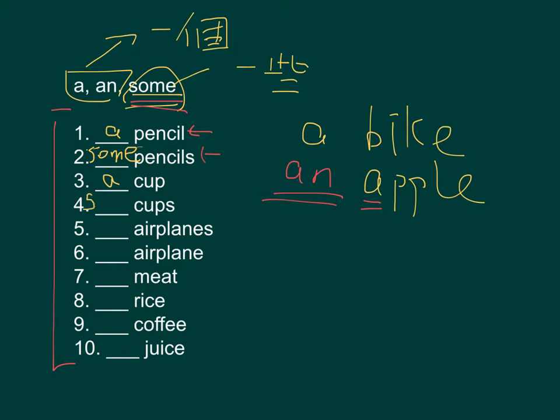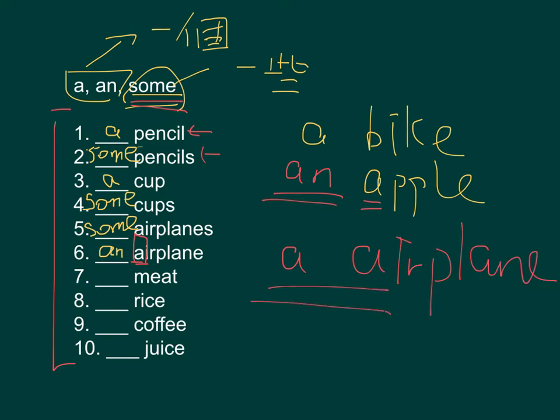I hope you understand the mechanism behind. And the same applies to the following. Some airplanes. Okay, am I correct? Airplane? Of course not. An airplane. Because if it is a airplane, then it's very difficult to pronounce, right? So we use an airplane.